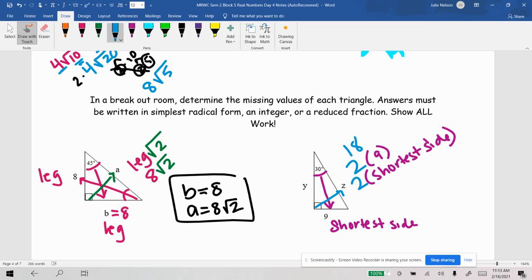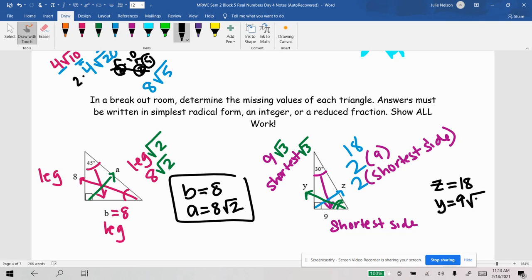And what do I know across from the 60 degrees? Well, that is always the shortest side times the square root of 3. Well, if the shortest side is 9, then it's going to be 9 square root of 3. So to write it nicely, I'm going to put z equals 18 and y equals 9 square root of 3.